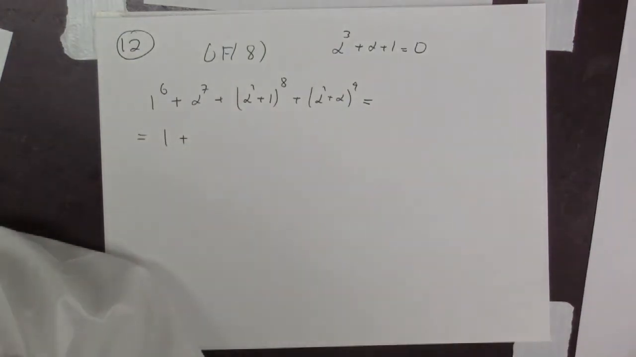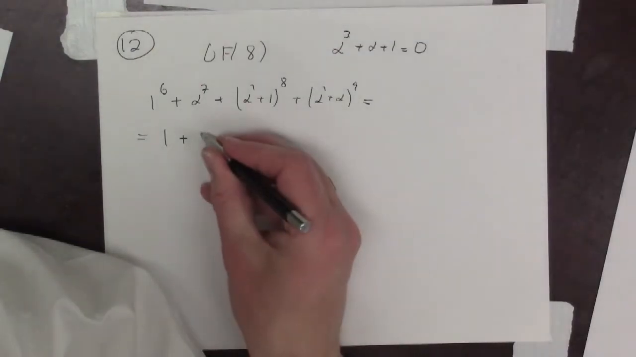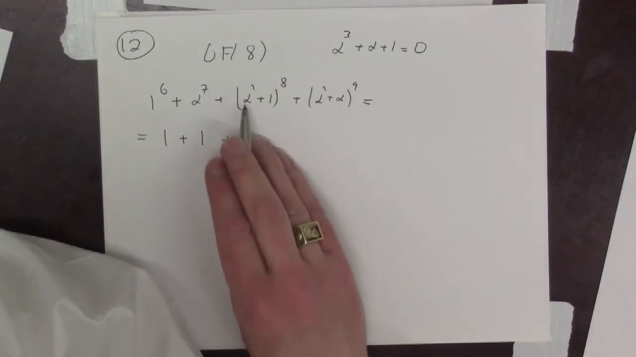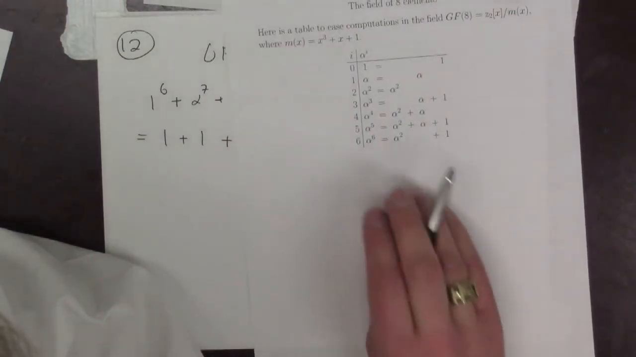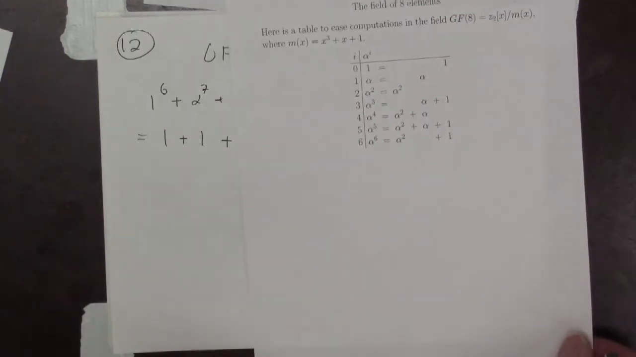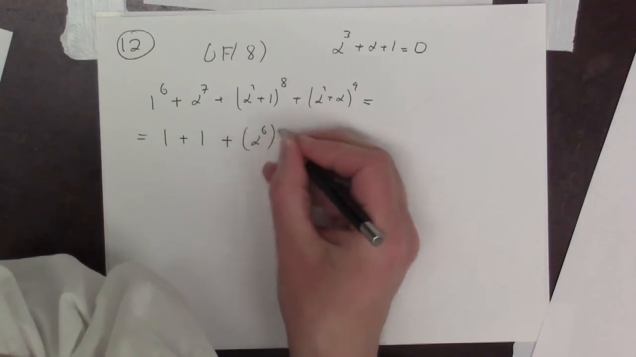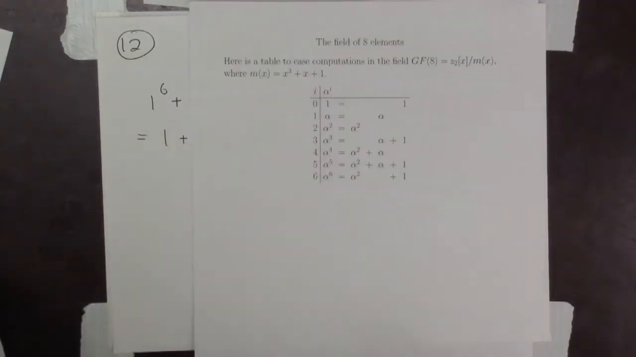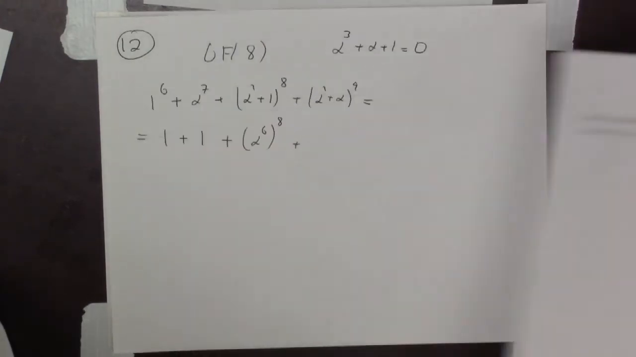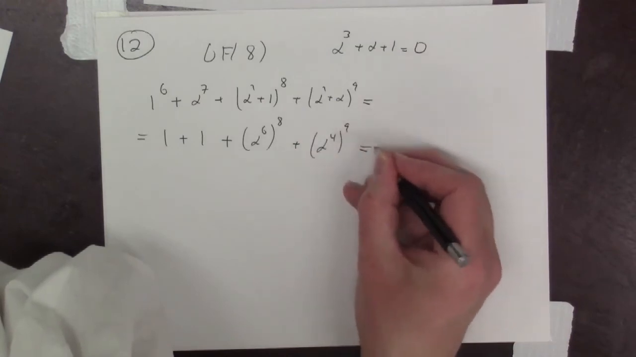Alpha to the 7, in the field of 8 elements, you know that this factor is 1. So there's no problem. Alpha squared plus 1, look at that, that's alpha to the 6 here, or alpha inverse, so alpha to the 6 to the power of 8. Alpha squared plus alpha, aha, that's alpha to the 4. So we have alpha to the 4 to the power of 9.